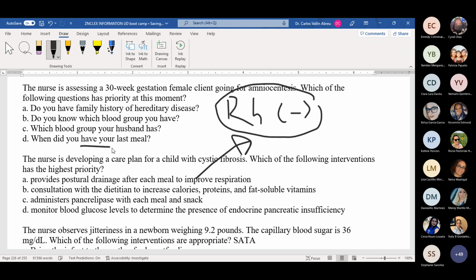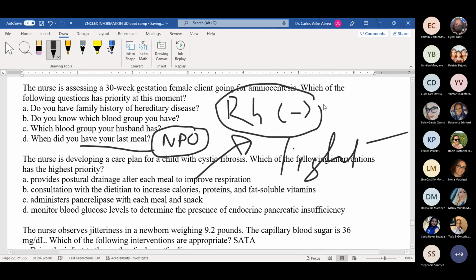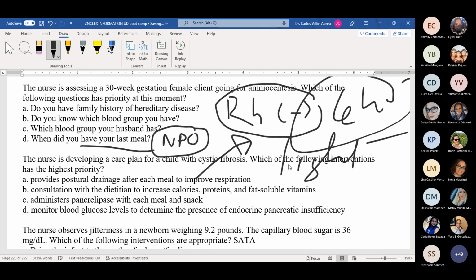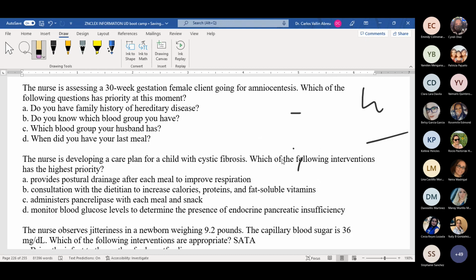So there is no need of absolute NPO for amniocentesis. They don't require NPO for amniocentesis. The risk of vomiting and aspiration is very low. Of course, they recommend a light meal until 6 hours before, and to drink clear liquids since then. But there is no need of being in absolute NPO.